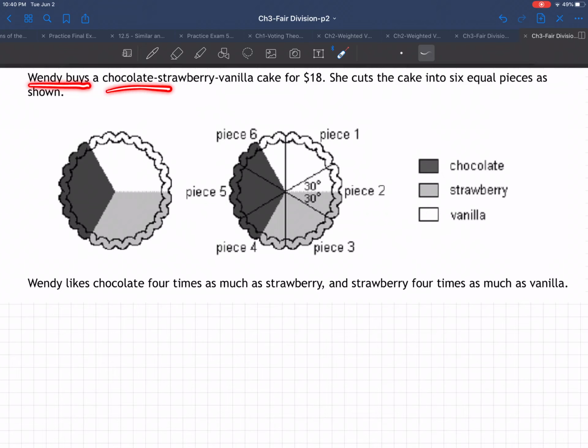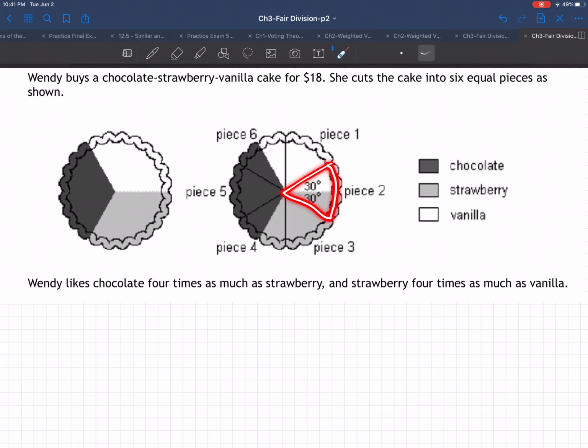Wendy buys a chocolate strawberry vanilla cake for $18. She cuts the cake into 6 equal pieces as shown. So see what she did here? Here's piece number 1. Piece 2 is right there.